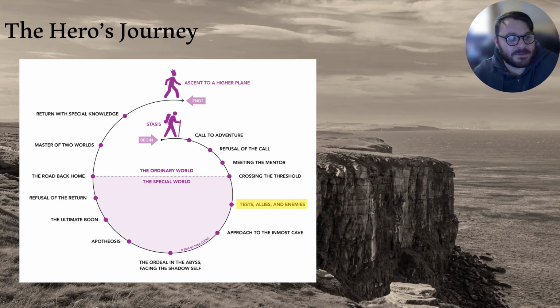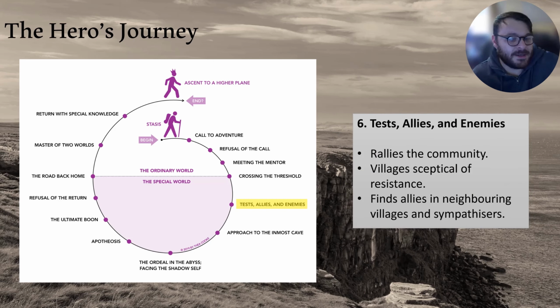And then in step 6, we've got tests, allies, and enemies. So as Lachlan begins to rally the community, he encounters challenges. So this could be villagers that are skeptical of having a resistance. There might be some villagers who just want to leave quietly. They're just going to accept their fate and go. He could have a confrontation with McTavish's enforcers, so the men that are sent to just get the eviction done, get everyone out of the village.